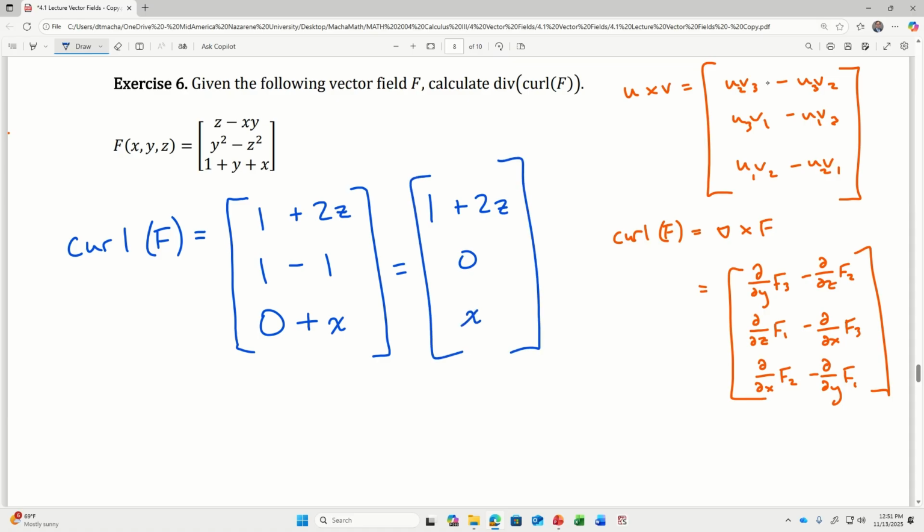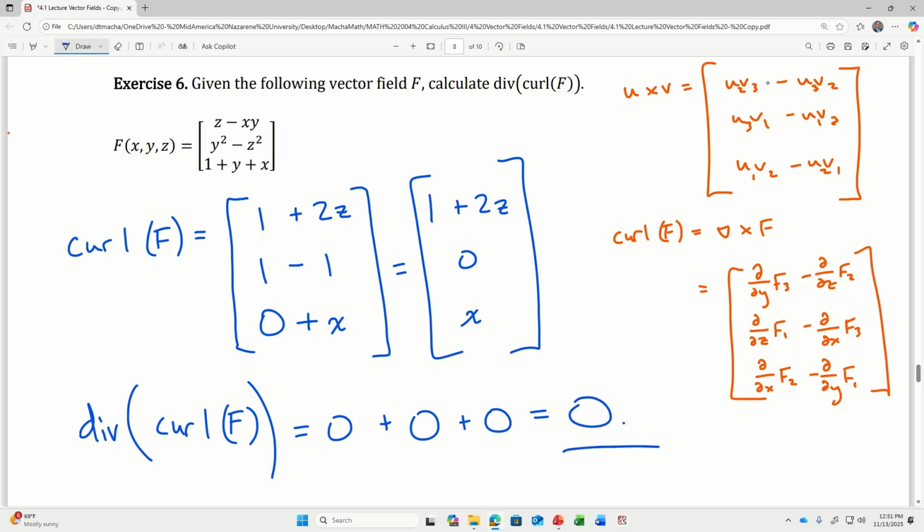And we are ready to calculate the divergence of the curl of F, which is going to be the partial with respect to x of 1 plus 2z, which is 0, and the partial with respect to y of 0, which is 0, and the partial with respect to z of x, which is 0. So sure enough, the divergence of the curl of F is 0.